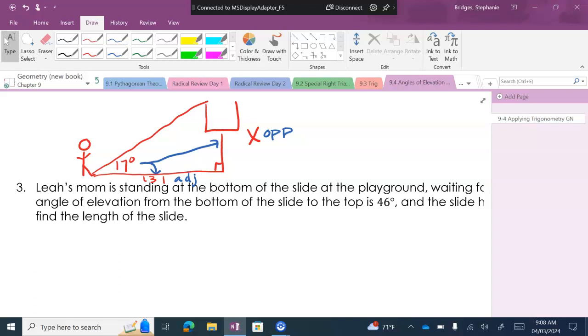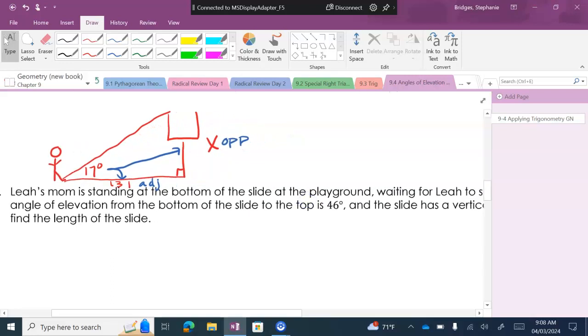Tangent. Okay, so let's set it up. It is the tangent of my angle, which is 17 degrees, equals my opposite side, which we called x, over my adjacent side, which we called 131. Put that tangent of 17 over 1, cross multiply and solve, go to your calculator, round it to the 10th place.